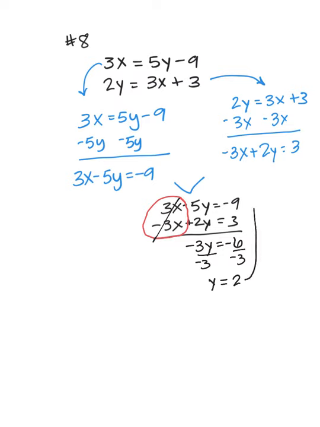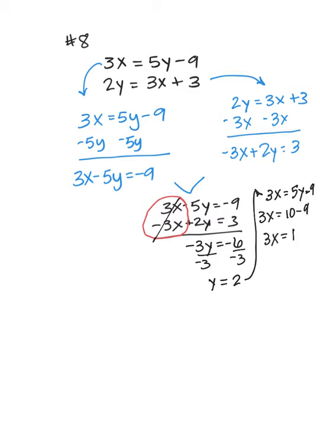So that's the y. Let's figure out x. Again, it doesn't matter which one we use. I'm going to use the first one. 3x equals 5y minus 9. And I'm running a little tight on space. y is 2, so 5 times 2, that's 10.